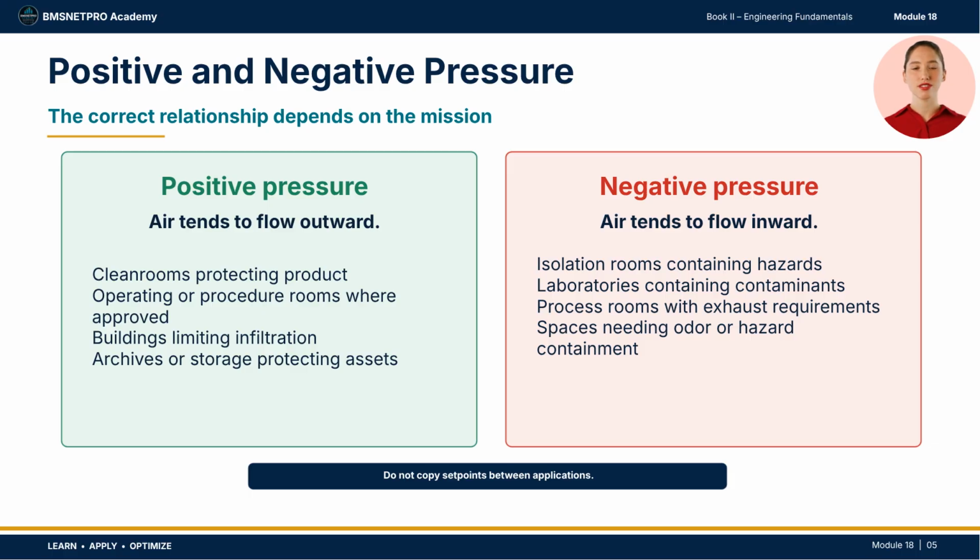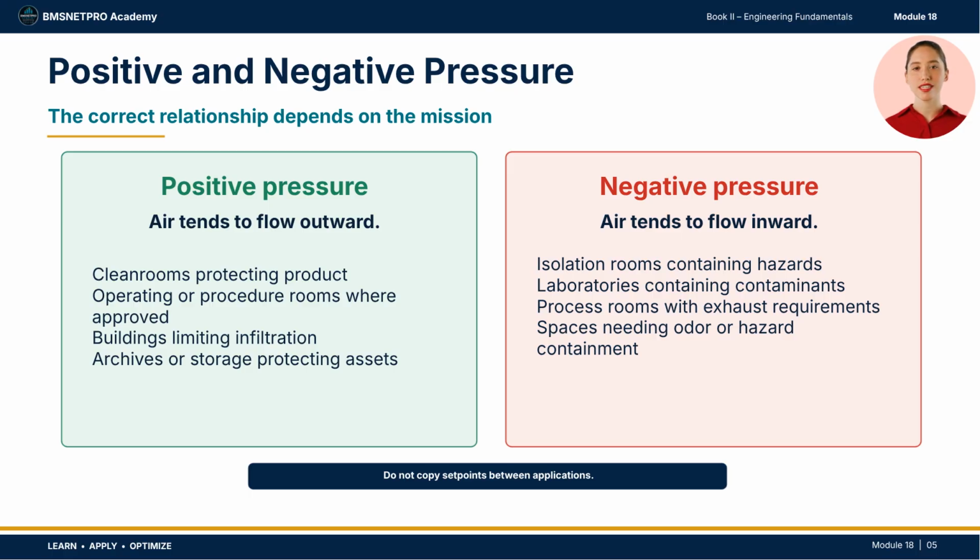Positive and negative pressure are not good or bad by themselves. The correct relationship depends on the mission. A positive room tends to push air out, which can protect a product, patient environment, or sensitive process from contaminants in adjacent spaces. A negative room tends to pull air in, which can help contain contaminants or hazards within the room. The BAS professional must not copy set points between applications.